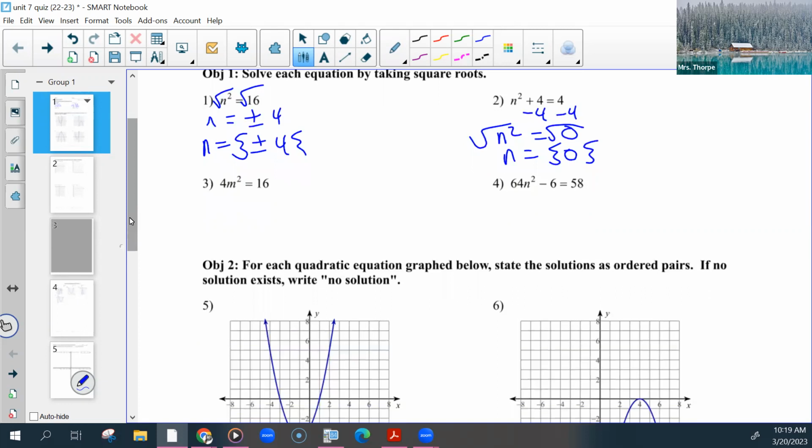For number 3, you should have first divided both sides by 4. Most of you did that. Some of you did not. I'll talk about what some of you may have done instead. Then take the square root of both sides and put that in curly brackets. Also, then curly brackets.